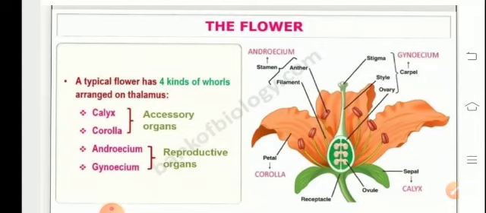In the case of angiosperms, the flowering plants, the ovule is covered by the ovary and therefore they are called angiosperms, which means covered seeds. Whereas in the case of gymnosperms, the ovules are not covered by an ovary and therefore they are referred to as naked seeds. Gymno refers to naked and sperma to seed. Angio refers to covered and sperma, again, seeds.